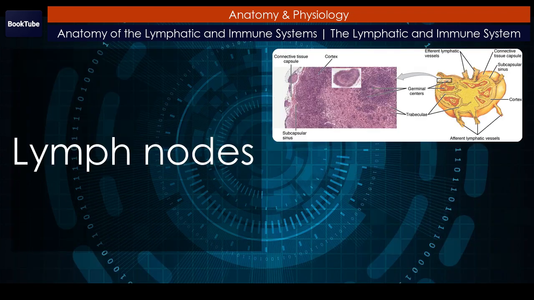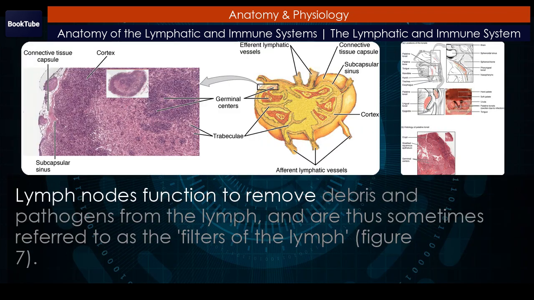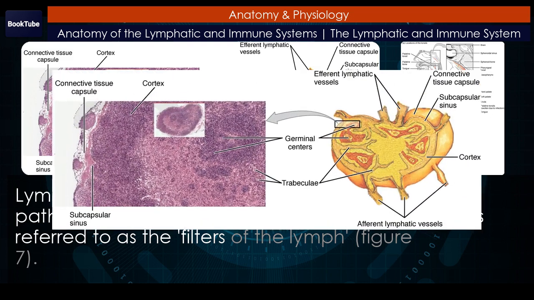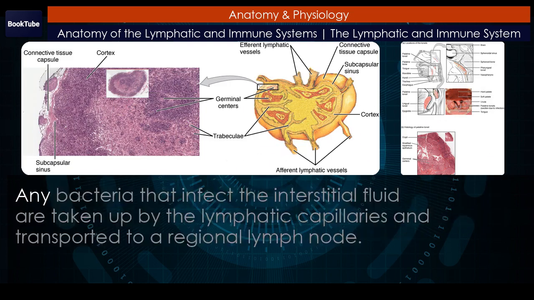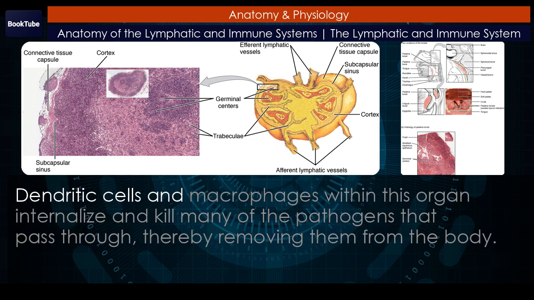Lymph nodes. Lymph nodes function to remove debris and pathogens from the lymph, and are thus sometimes referred to as the filters of the lymph. Figure 7. Any bacteria that infect the interstitial fluid are taken up by the lymphatic capillaries and transported to a regional lymph node. Dendritic cells and macrophages within this organ internalize and kill many of the pathogens that pass through, thereby removing them from the body.